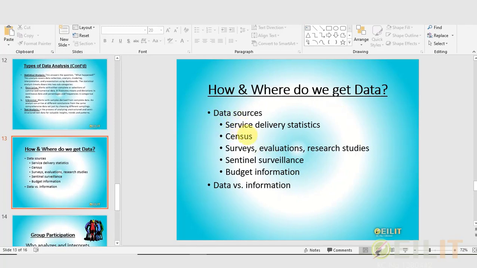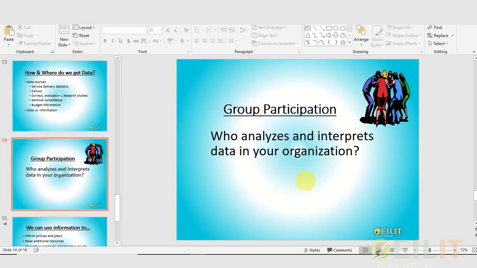So how and where do we get data? Number one, we get data from statistics, service delivery, census, surveys, evaluations, sentinel surveillance, and budget information. There are other places you can get information too, so you can source for them. You can get it even in marketplaces, online, a lot of places, the web, and so on and so forth. There are differences between data and information. Data simply means symbols that have potential value. They are raw facts. Information means processed data.